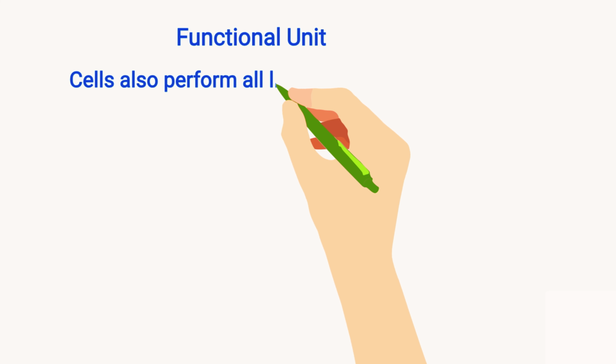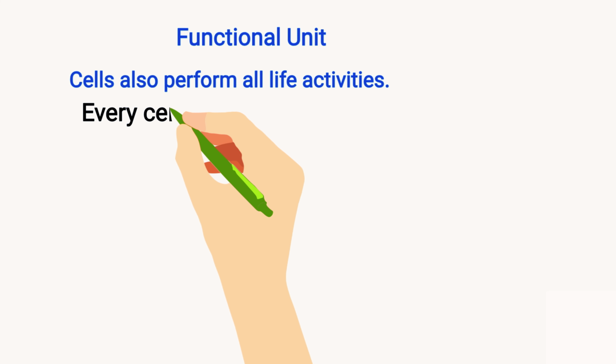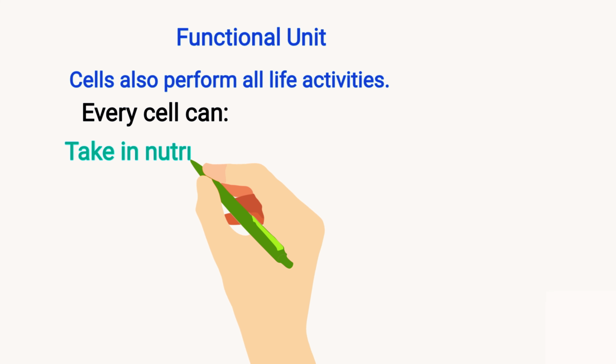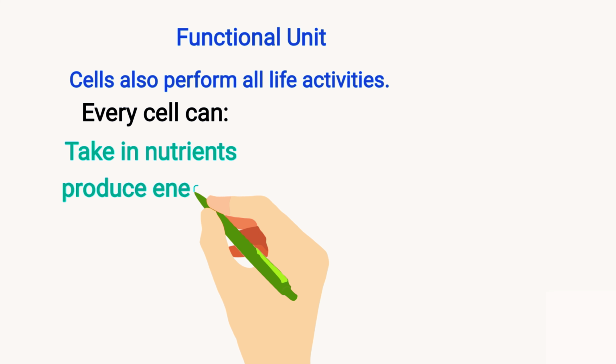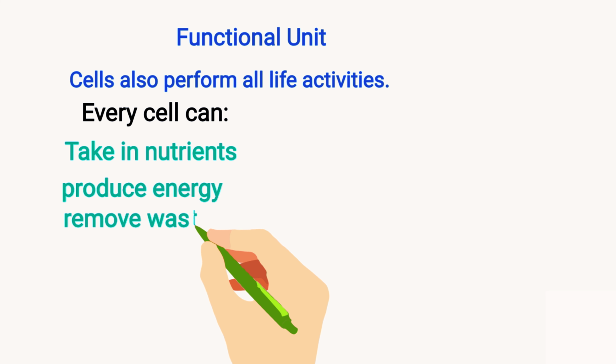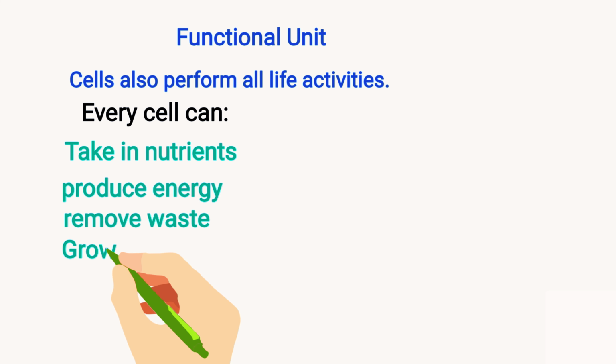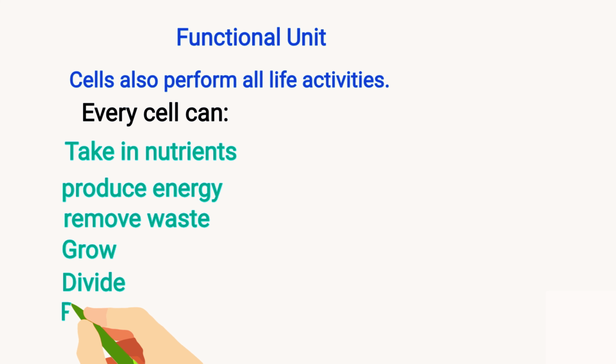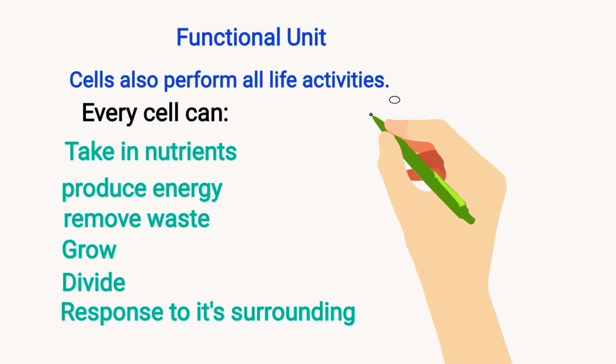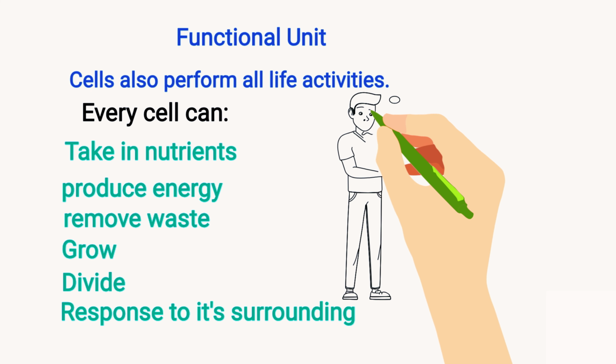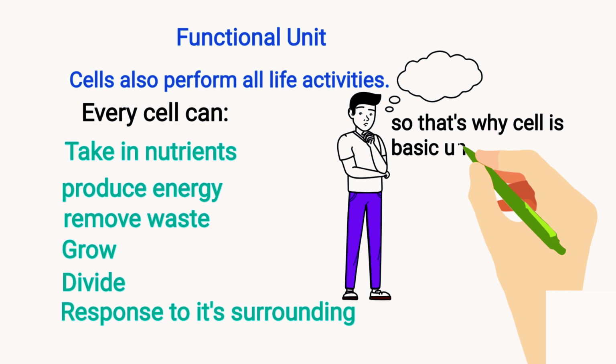Functional unit. Cells also perform all life activities. Every cell can take in nutrients, produce energy, remove waste, grow, divide, and respond to its surroundings. That's why a cell is called the basic unit of life.